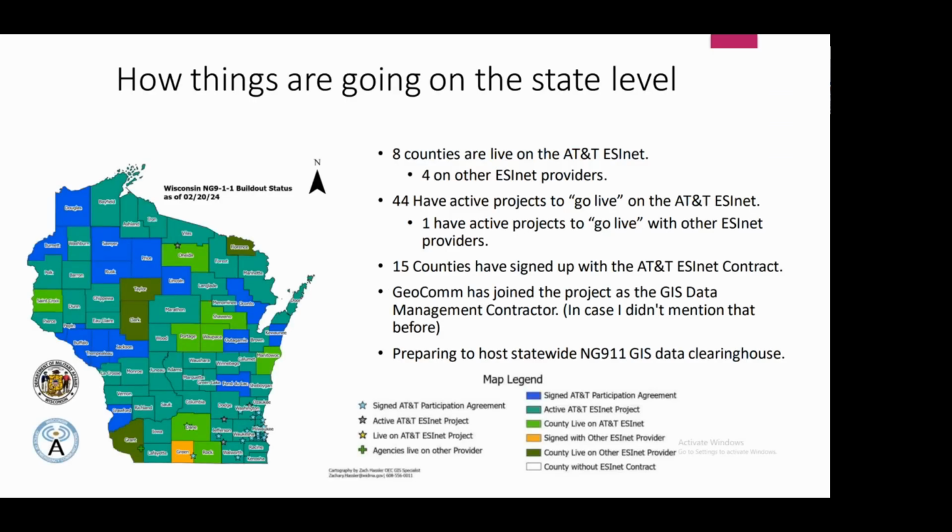How are things going at the state level? As of February, so a little bit outdated here, but things move slowly. 8 counties are live on this new system. 44 have active projects to go live and go live dates. 15 counties have signed up with a contract but haven't started the process yet. And then there's a few different municipal areas that are larger or other counties that have chosen a different provider.